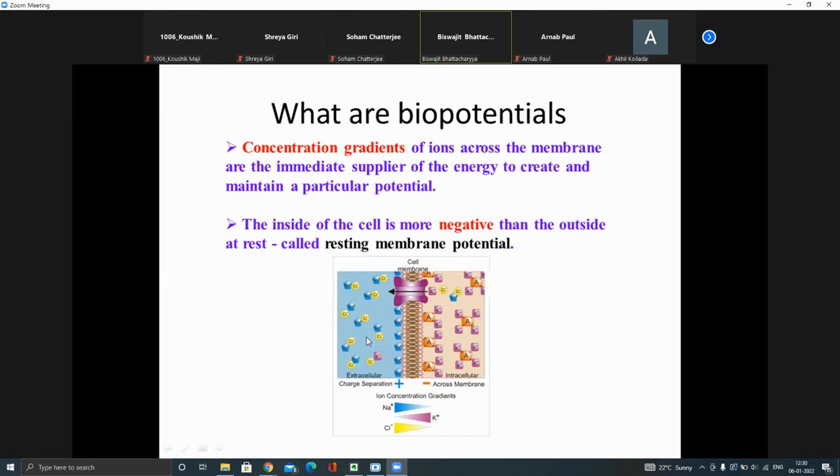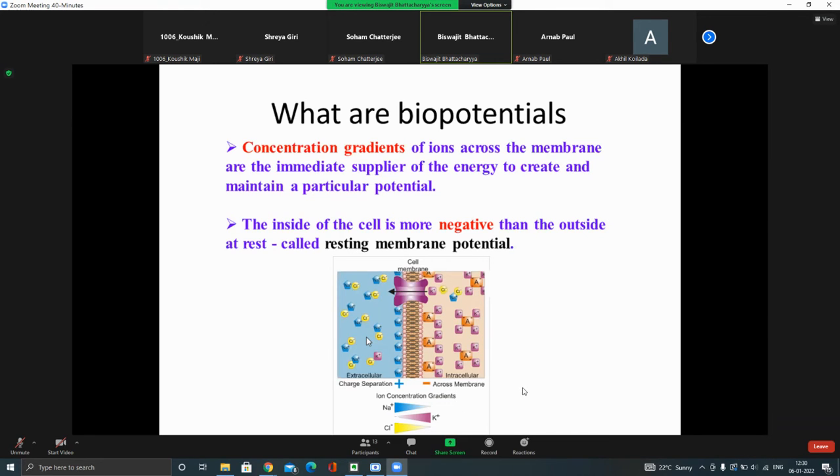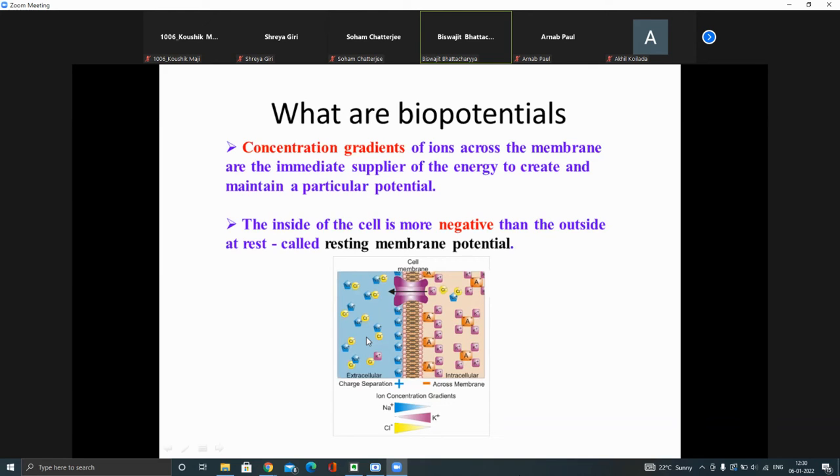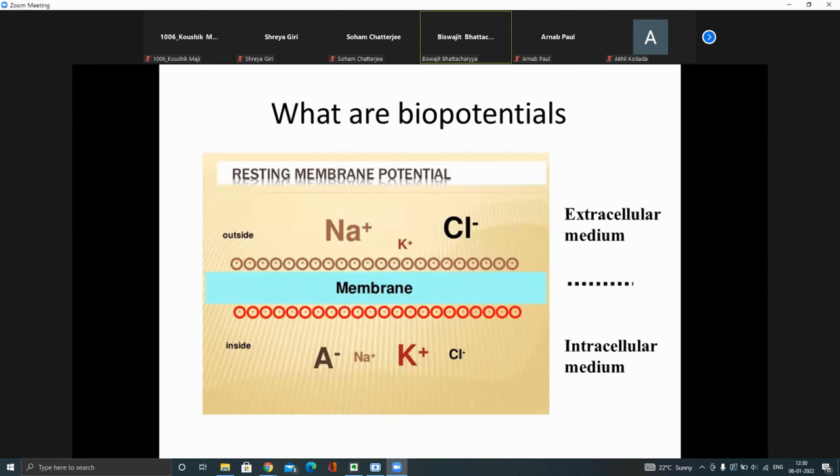Now, under normal condition, the inside of the cell is more negative than the outside part of the cell. This is the resting condition, and it is called the resting membrane potential. Its normal value is negative. Get my point? So the resting membrane potential has a negative value, always, for our human body and for most living organisms.